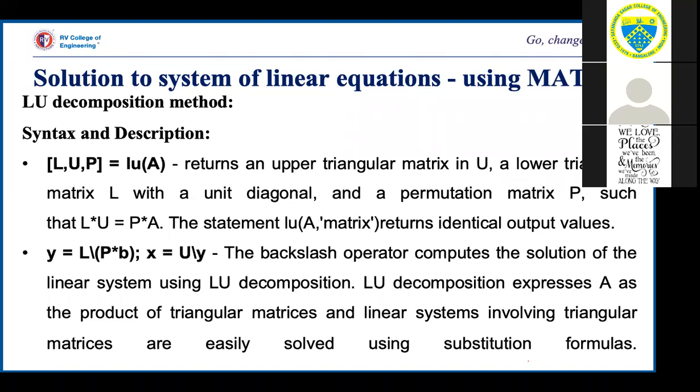After identifying A and B, you have to give the LU code of A. Then we need to get the solution with the condition y equal to L left division P star B, x equal to U left division y. This backslash operator will compute the solution of the system of equations.